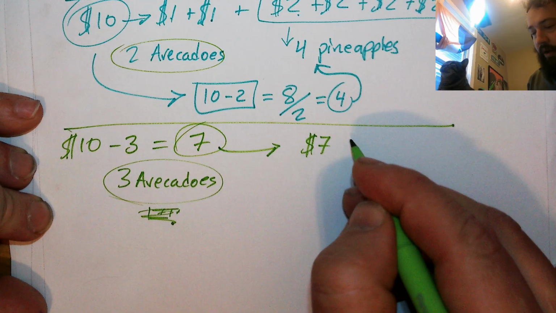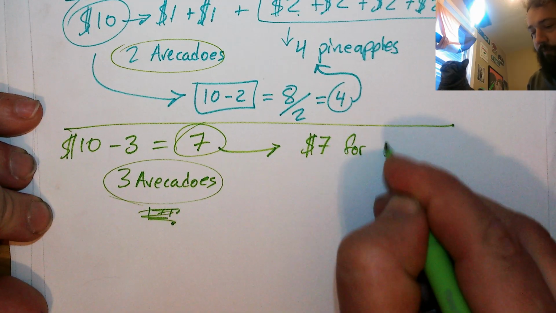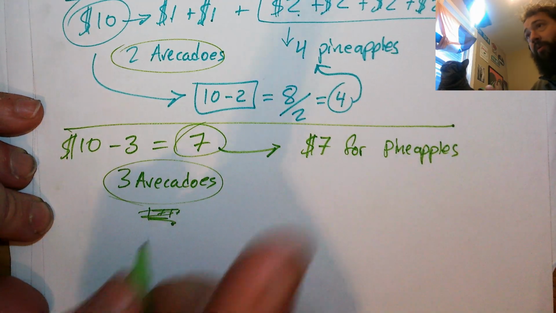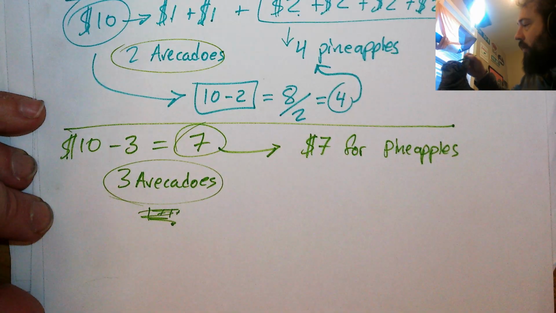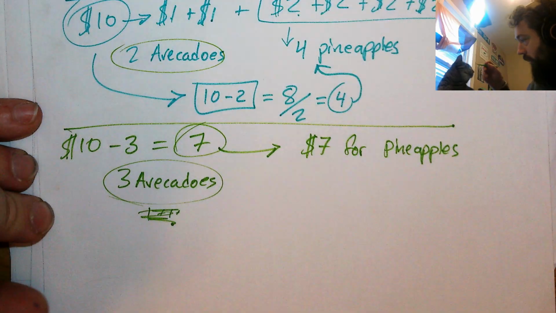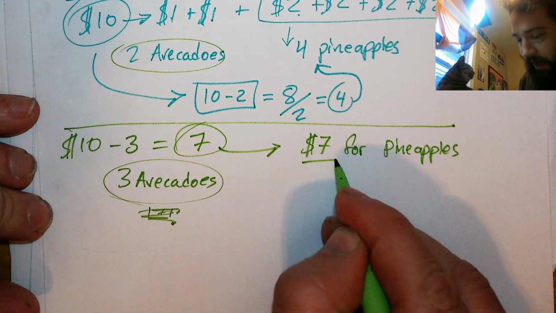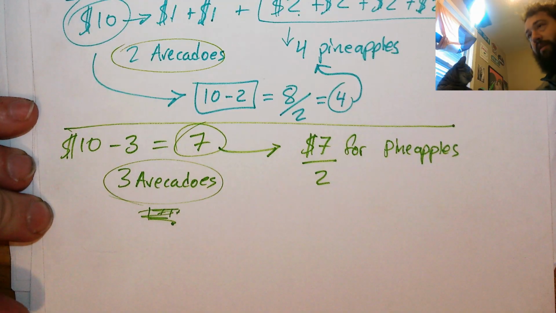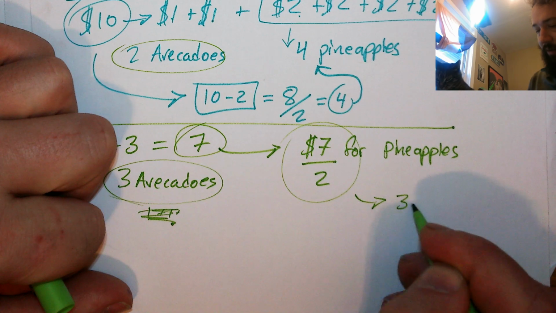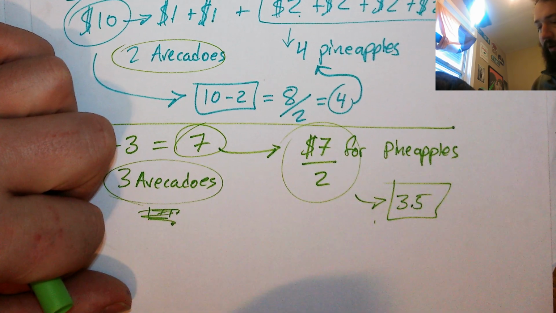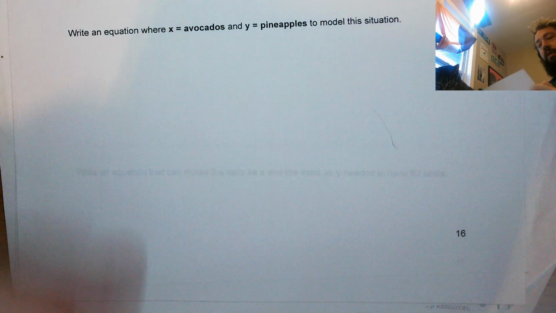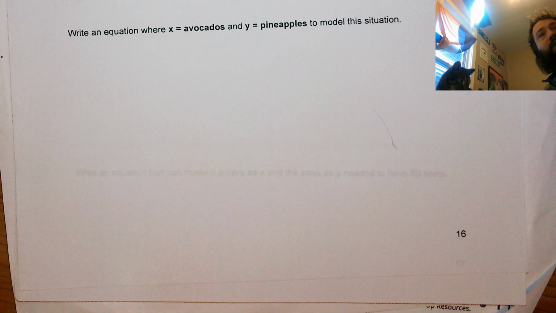$7 for pineapples. How much is a pineapple each? We know that, little vanilla. How much is a pineapple? $2. Yeah, that's correct. So I need to divide this by $2 to see how many pineapples I could actually get. And the answer is 3.5. All right. So then we come down here. We say, I have 3.5.